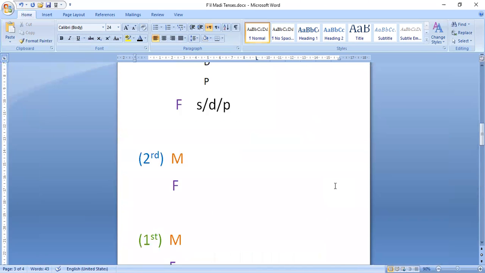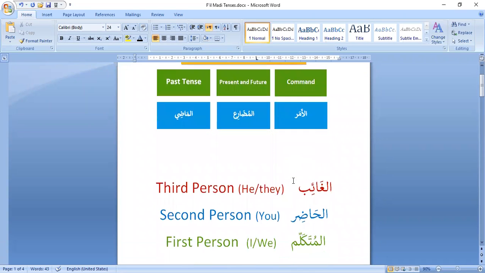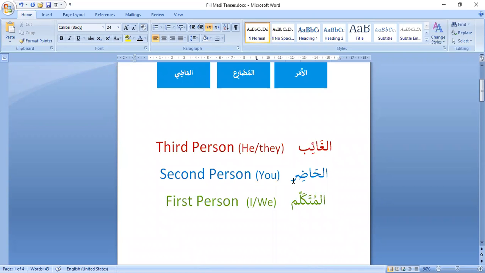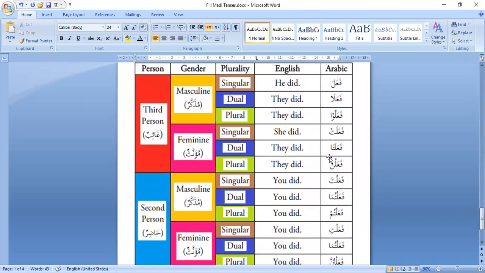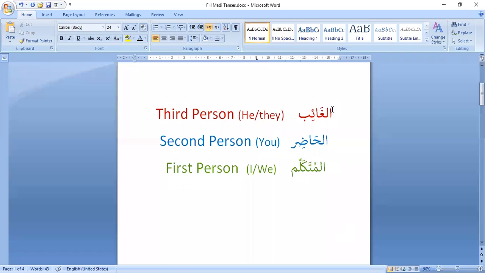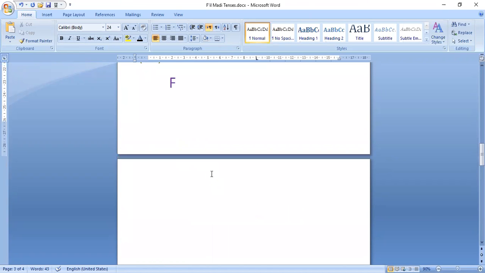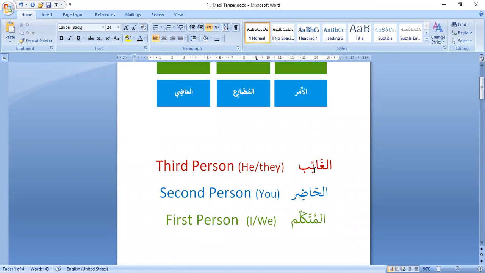One more time, we'll just go over this. In the beginning, I told you guys the verb, fi'l, has 3 types: madi, mudari, amr. Now the reason we have the structure of the scales is because it's easier to remember them. Otherwise, normally you don't really need a structure, but it's easier to memorize. So you have third person, second person, and first person. After that, we're considering masculine and feminine: third person masculine, third person feminine, second person masculine, second person feminine, first person masculine and first person feminine.